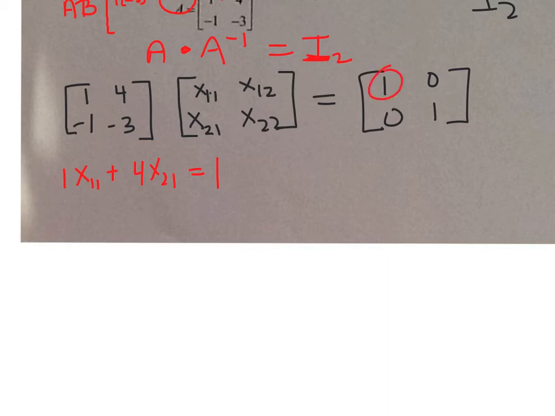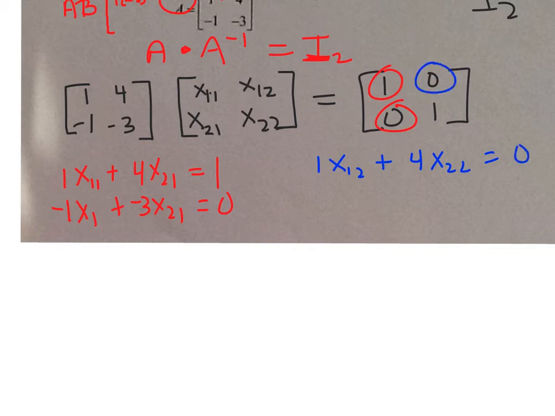Right, it has to give me this value here. And then when I do -1 x₁₁ plus -3 x₂₁, that has to give me my 0. So I actually just made a system of equations here. All right, so now we have to do the other side. So when I do 1 x₁₂ plus 4 times x₂₂, that has to give me 0. And -1 x₁₂ plus -3 times x₂₂, that has to give me 1. Okay, so I'm going to solve the system of equations here.